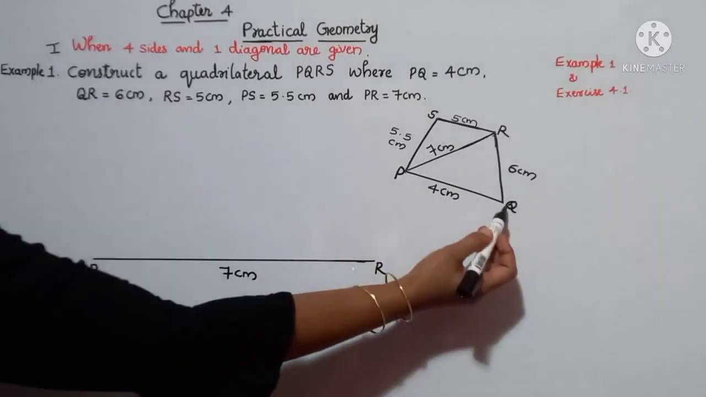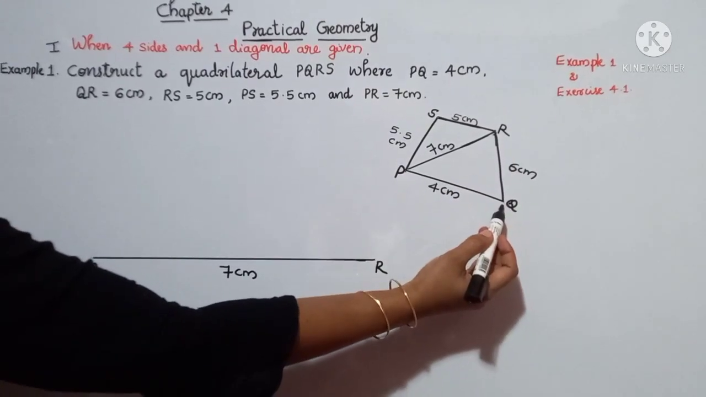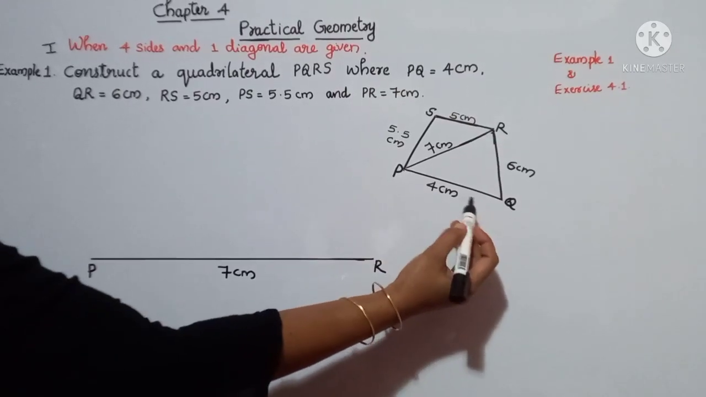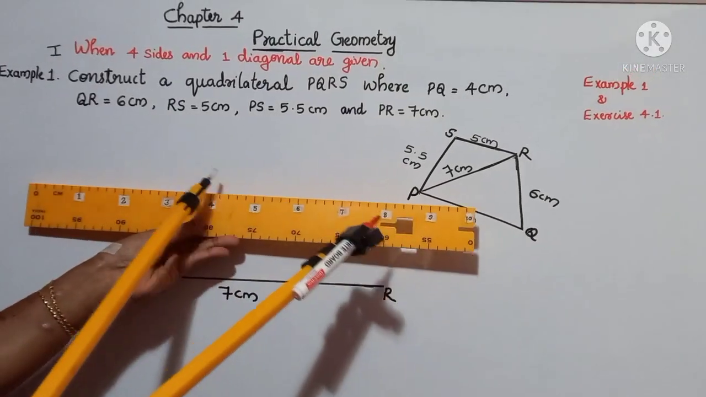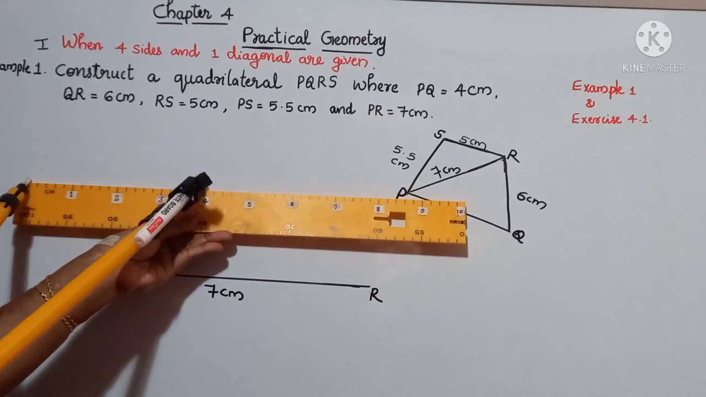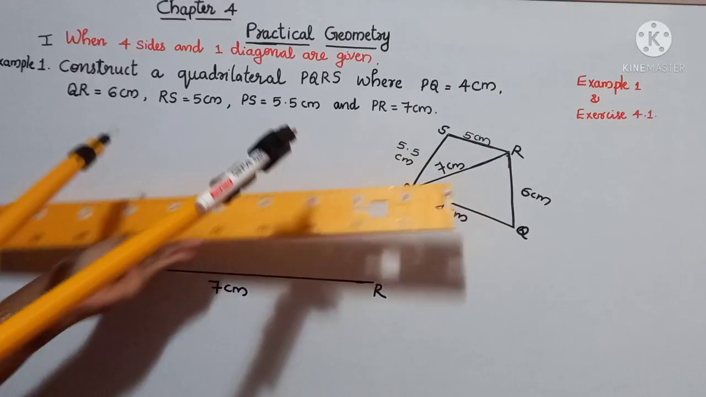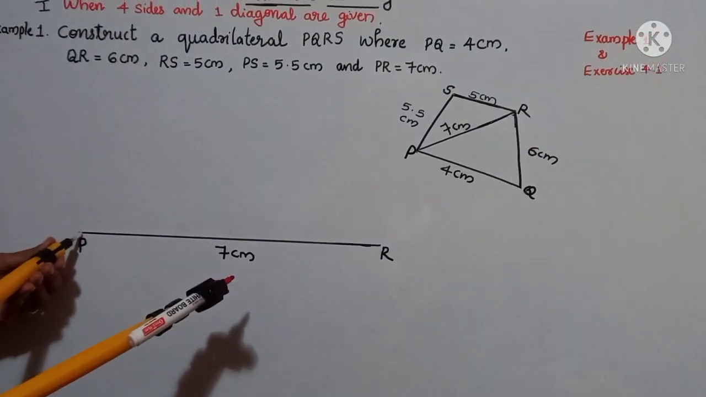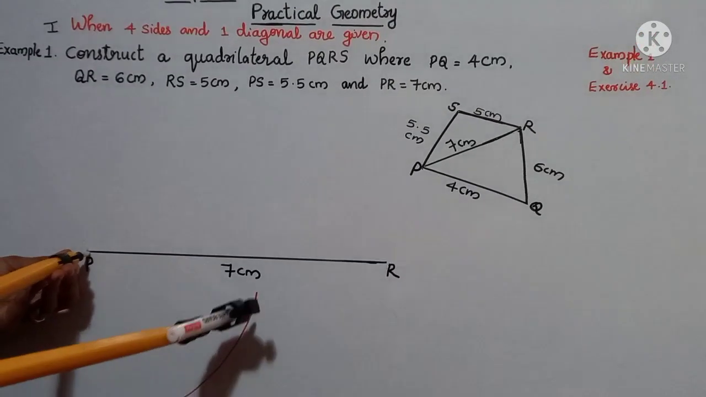Then look here, first we are constructing the triangle PQR. The point Q is 4 centimeter away from P. So we have to measure 4 centimeter. We have to take the compass width as 4 centimeter. By using a ruler, measure 4 centimeter. Now it is 4 centimeter. I have taken it. Then pointing on P, draw an arc like this way.